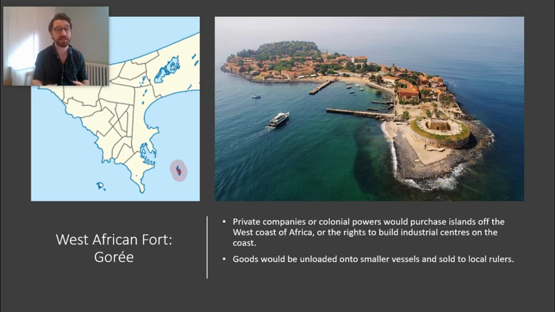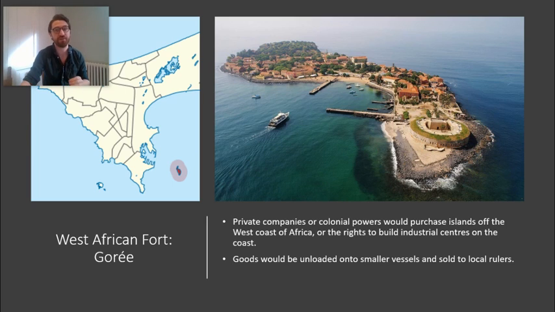So private companies like the Royal African Slave Company would purchase an island or a settlement on the coast, and that's where the ships would come in and unload. And they would often have armed escorts to ensure people like the man I just mentioned from Liverpool couldn't send a privateer mission and steal the goods from it.